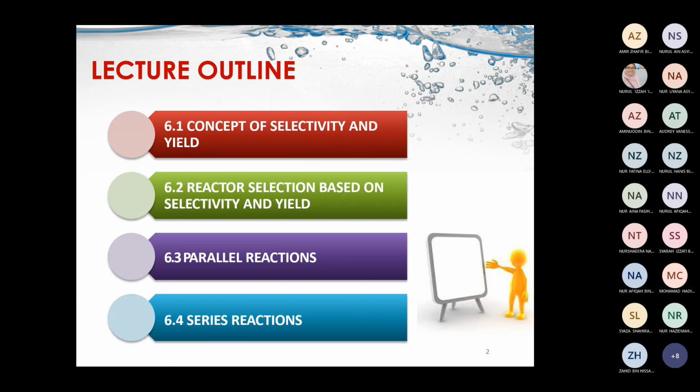For today you will learn about the concept of selectivity and yield, followed by 6.2, reactor selection based on selectivity and yield. From the selectivity, you have to choose what kind of reactor you want to select, whether it is a CSTR, a PFR or a batch reactor, and so on. Today we will cover 6.1 and 6.2, followed by parallel reactions, which we will cover this Thursday, and the last part, series reactions.